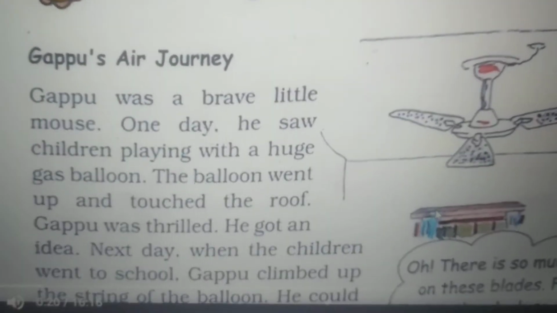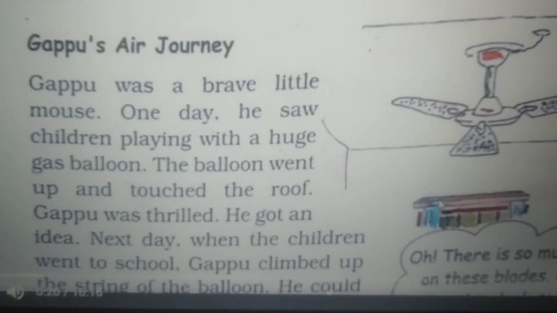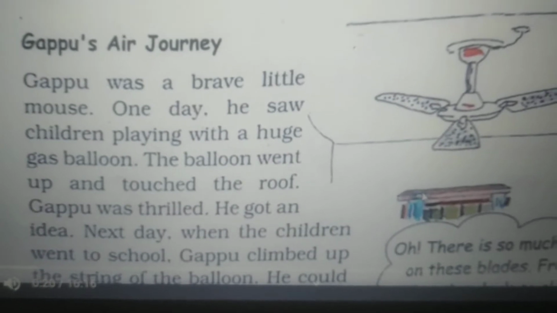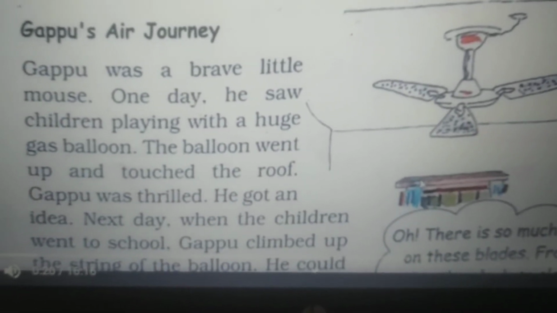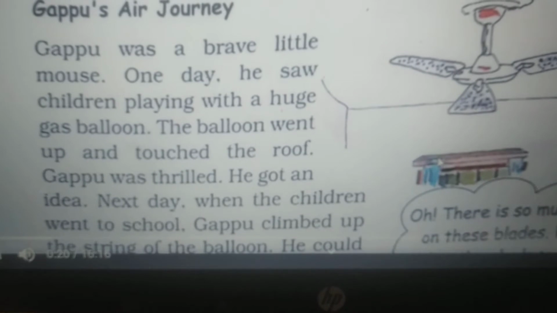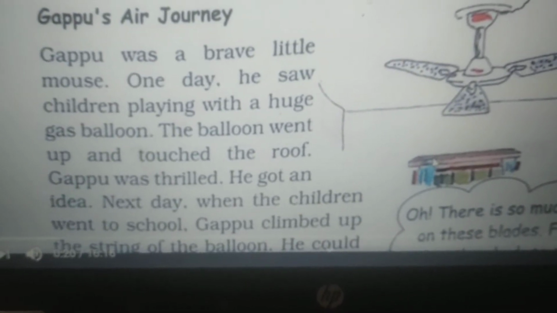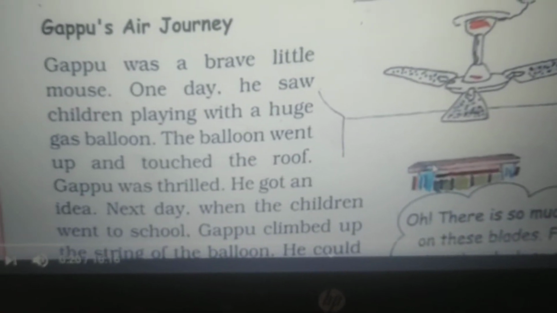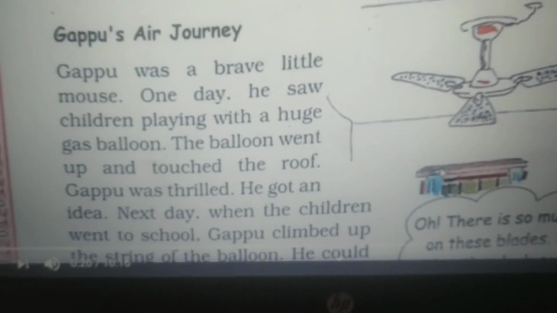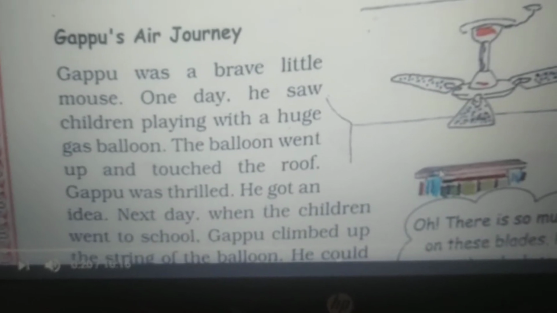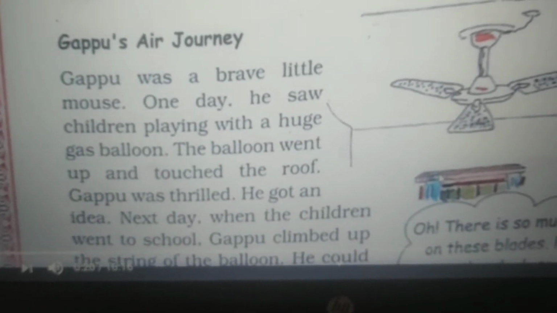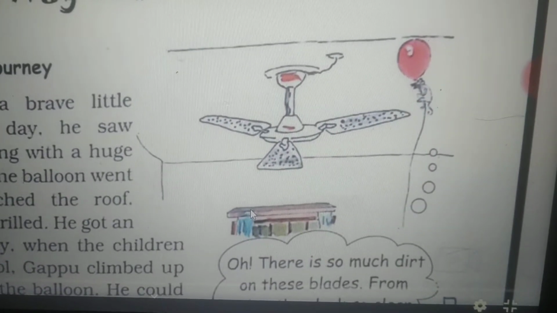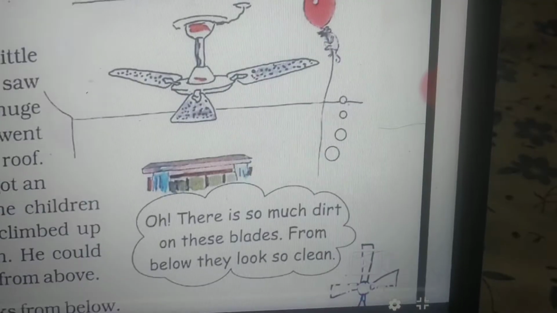Gappu is a small mouse. One day he saw children playing with a huge gas balloon, so he also decided to play with the gas balloon. When the children went to school, he just picked up the string of the balloon. You know, whenever we buy a gas balloon, it has a tendency to go up. So Gappu also went up with the string of the balloon and reached the top of the ceiling of the room. You can see it in the picture.